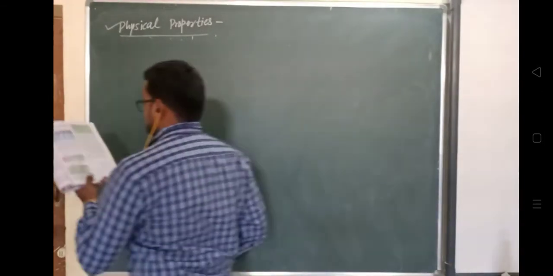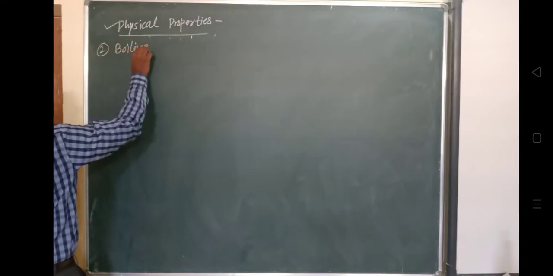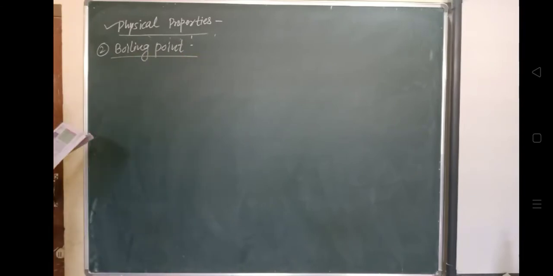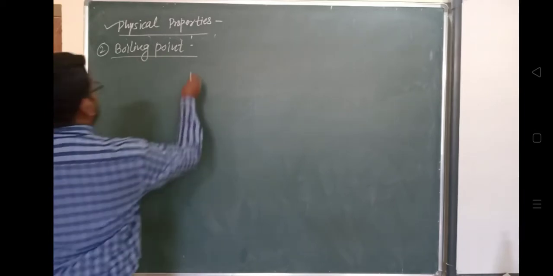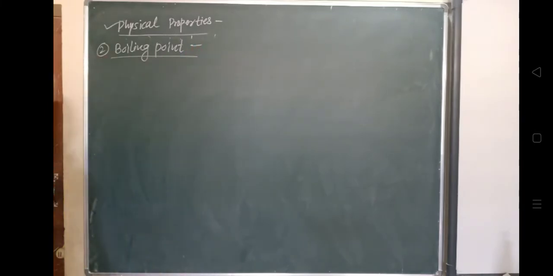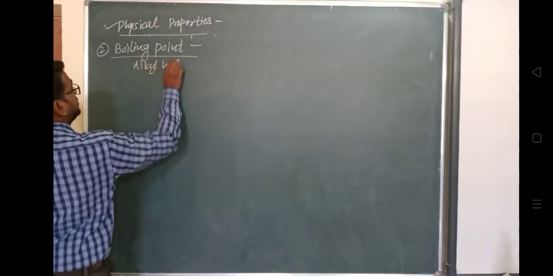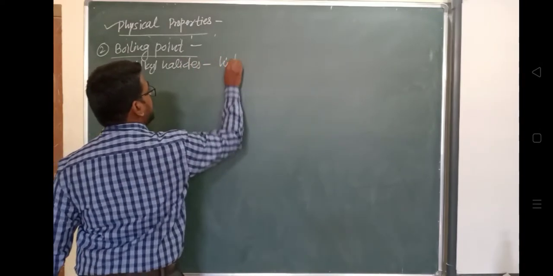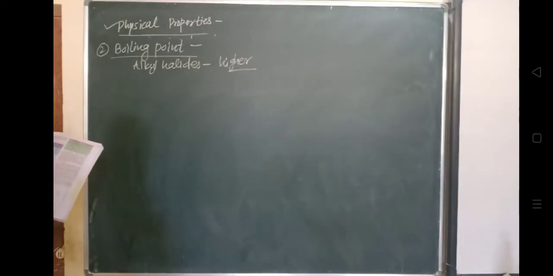So the second property is the boiling point. Boiling points of alkyl halides are considerably higher as compared to the alkanes, okay, than those of corresponding alkanes, due to higher polarity and higher molecular mass.